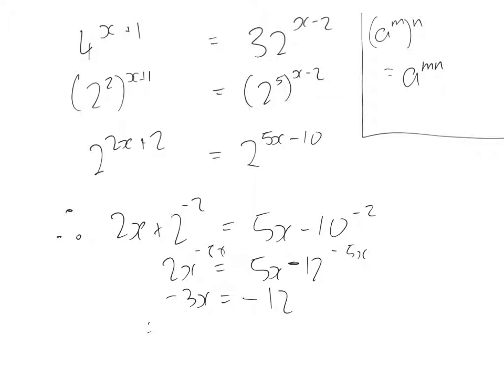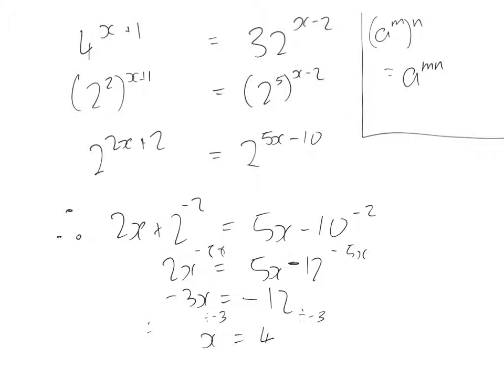And therefore, if I divide both sides by negative 3, I get x is equal to positive 4. Remember, a negative divided by a negative is positive. So it's right down the bottom there on your screen, but can you see that? X is equal to 4.